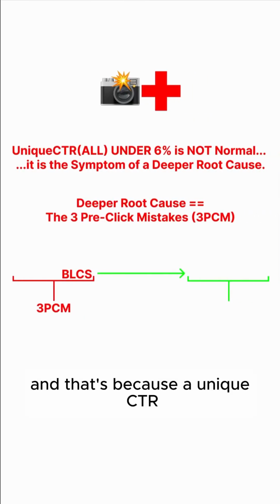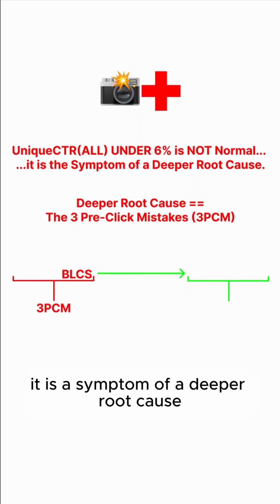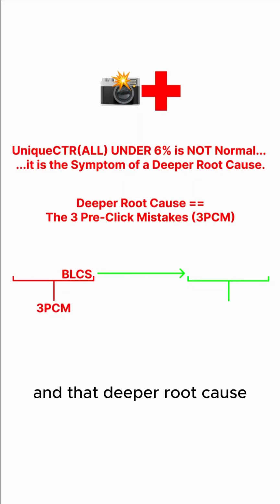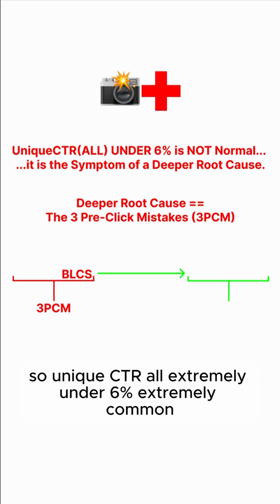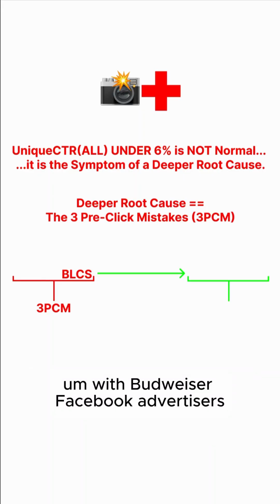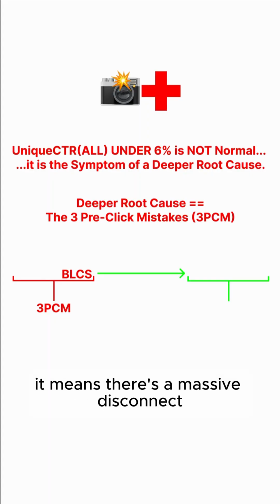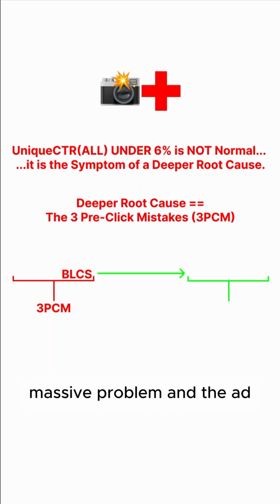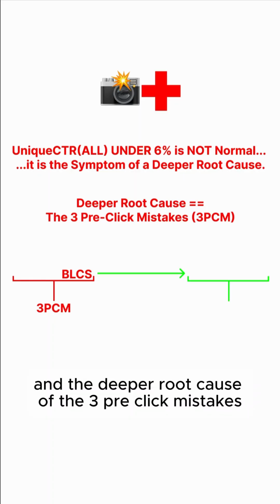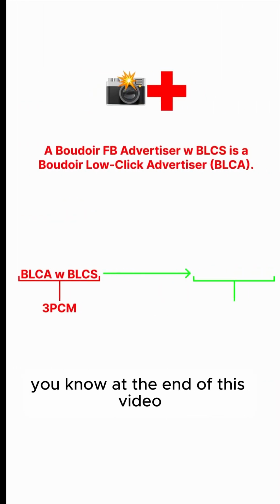And that's because a unique CTR all under 6% is not normal. It is a symptom of a deeper root cause, and that deeper root cause is the 3 pre-click mistakes. Unique CTR all extremely under 6% is extremely common. It's the most common thing I see with Boudoir Facebook advertisers. But it's not normal. It means there's a massive disconnect, a massive problem in the ad. The deeper root cause is the 3 pre-click mistakes, the 3 PCM. More on those at the end of this video.